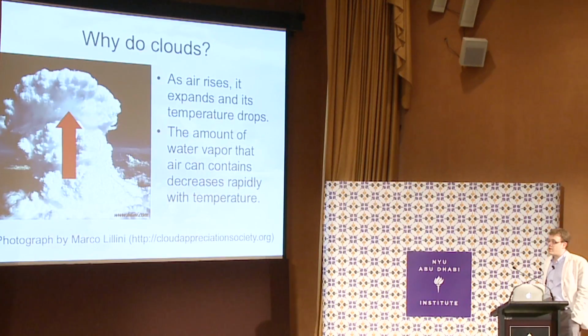Okay, so one of the questions is why do we have clouds in the atmosphere? Maybe it's obvious for everyone, but it's worth re-explaining why it's the case. If you consider an air parcel, the air is composed of basically nitrogen, oxygen, a little bit of argon, a little bit of carbon dioxide, but there's also water vapor. Water vapor is a very interesting aspect of the Earth's atmosphere because it's the one component that can be found in different phases.